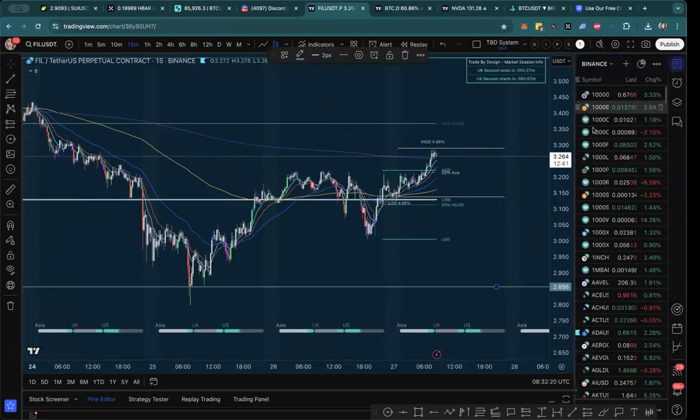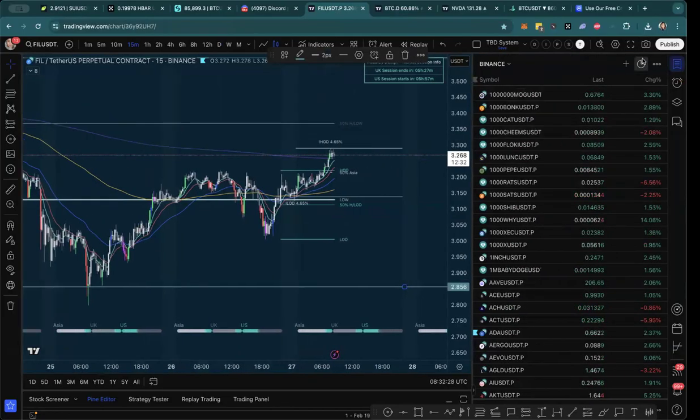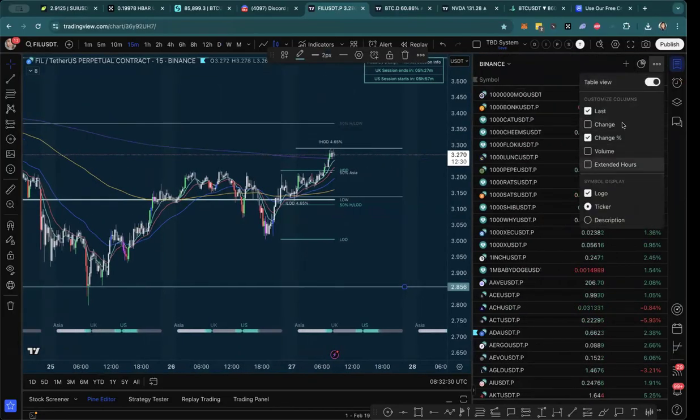So then I go to my Binance list. And one thing you can do that's really quite simple. First of all, you have to sort this, right? Because you have all these other options. So I just have it on last, change percentage, and the ticker.